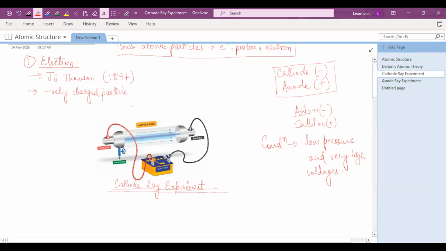What he did first, he just took this glass containing tube, which is known as the cathode ray discharge tube. Here he attached two electrodes, the cathode over here and the anode over here.